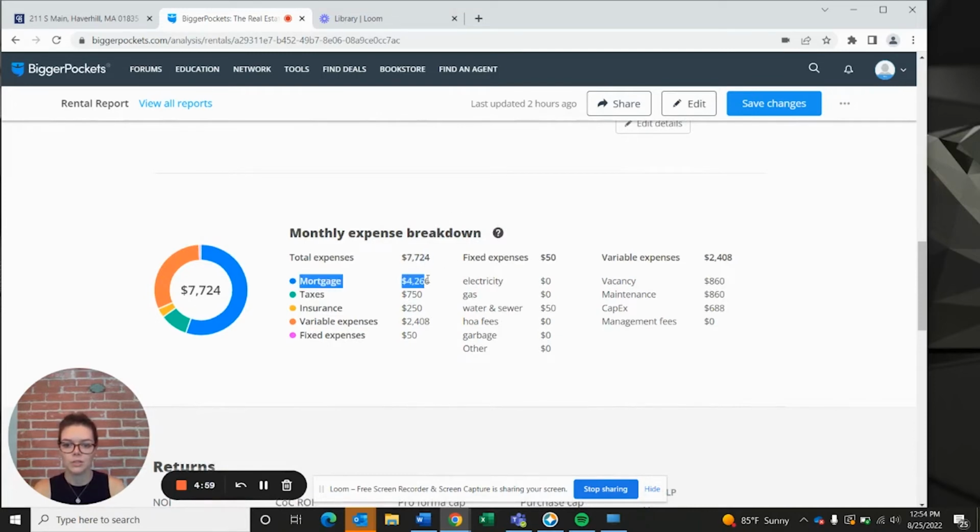Our mortgage, $4,266, taxes we put in as $750, insurance $2,000 a year, and then we have our variable expenses. These are our vacancy, our maintenance, our CapEx. And again, these are variable, meaning that these change month to month. These are not set in stone expenses that we have every month. However, we want to account for them in case they are there and have savings in case something bigger comes up. Our fixed expenses, this is just the water that we put in as a buffer.